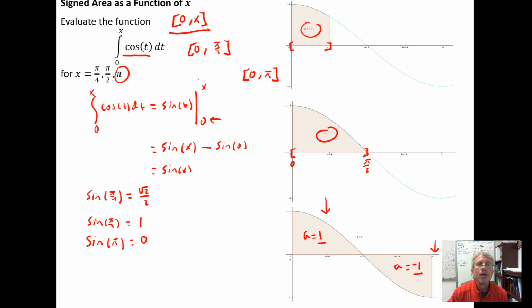So again, if you want to know the area under the curve on the interval from a to x, you just put the a and the x in as your bounds of integration using the fundamental theorem of calculus.